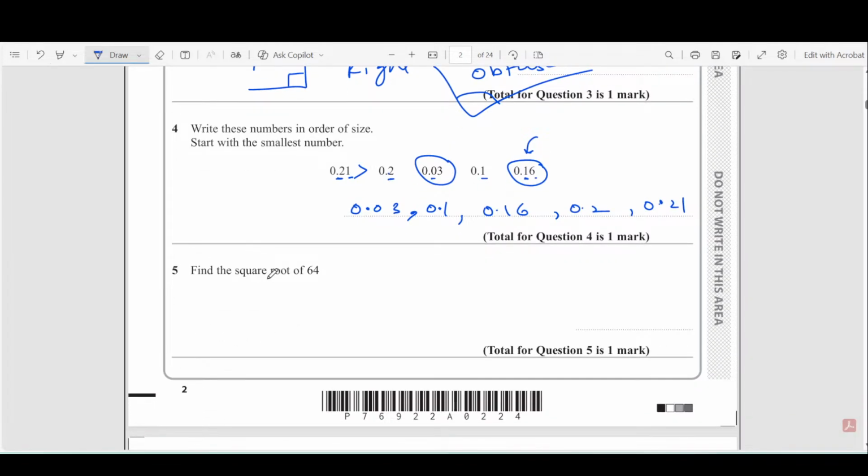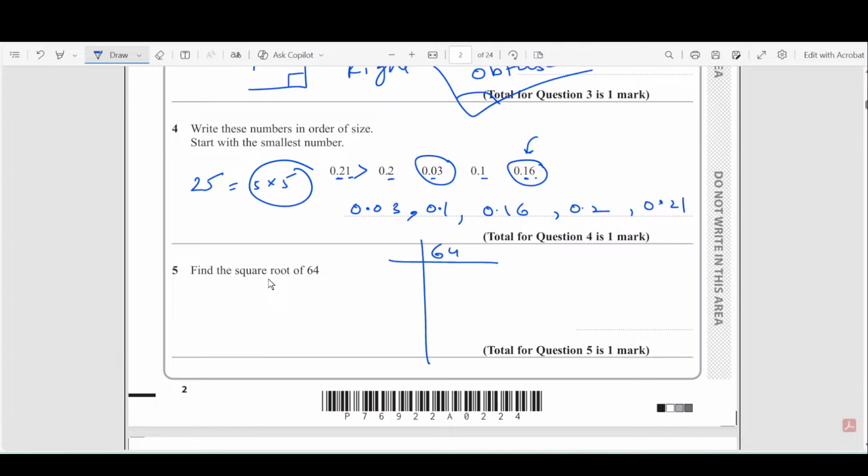Next is find the square root of 64. For some numbers we remember the square root, like 25, we know 5 times 5 is 25, right? Find the square root of 64. Suppose you don't remember it, so I am just telling you a method which you can use for bigger numbers also.